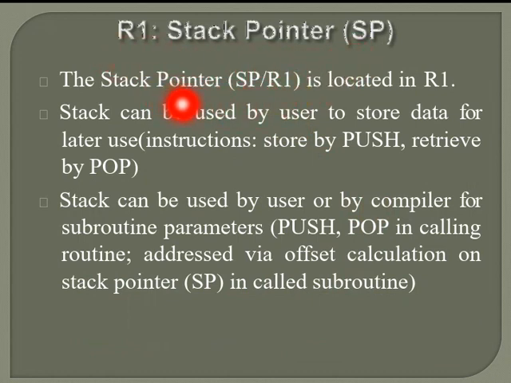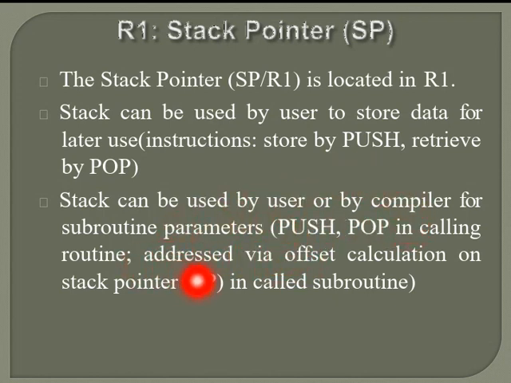This stack pointer is located in the register R1. Why do we use this stack? It is used in order to store data for later use. You can store the data by the push instruction and you can retrieve it or take it back by the pop instruction. This stack is used by the user or by the compiler for subroutine parameters.